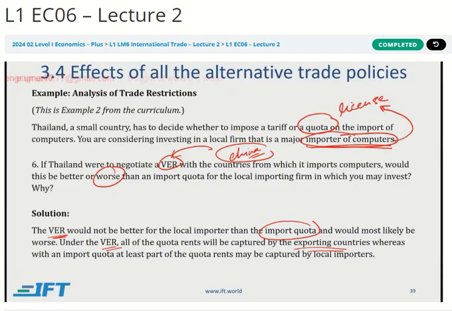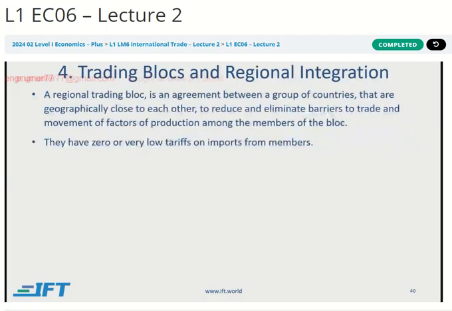So that is it for section 3 over here and all these different trade policies. In the next video, we'll take up section 4 and talk about the trading blocks and regional integration.